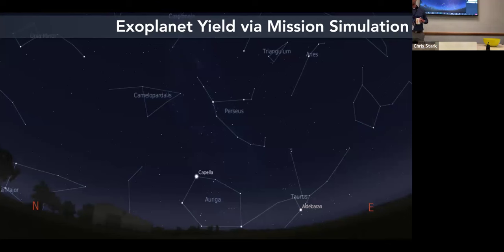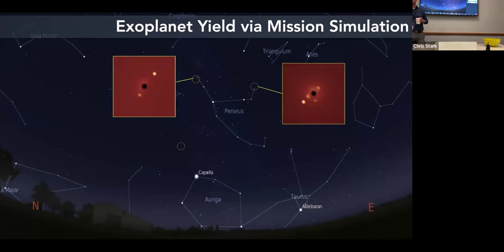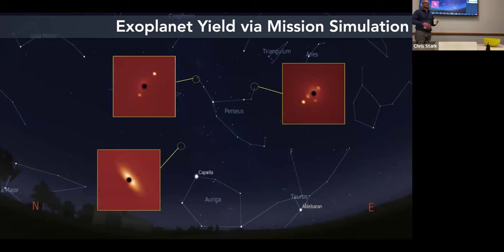At its core, what a yield calculation is effectively doing is taking known nearby stars in the sky. These are bright enough that you can see them with your naked eye, and it's playing make-believe. So it's distributing debris disks and planets around them, simulating observations of them with a coronagraph. It does this and simulates an exo-Earth imaging survey end-to-end many, many thousands of times, and of course, you get the expectation value of the yield.